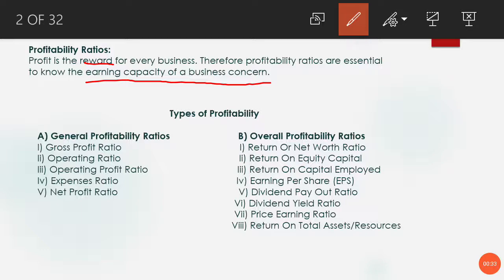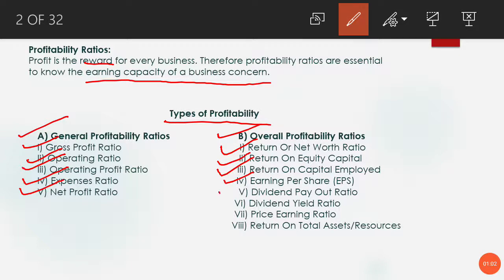These ratios are classified as: A, general profitability ratio: 1. gross profit ratio, 2. operating ratio, 3. operating profit ratio, 4. expense ratio, 5. net profit ratio. B, overall profitability ratio: 1. return on net worth ratio, 2. return on equity capital, 3. return on capital employed, 4. earning per share, 5. dividend payout ratio, 6. dividend yield ratio, 7. price earning ratio, 8. return on total assets.